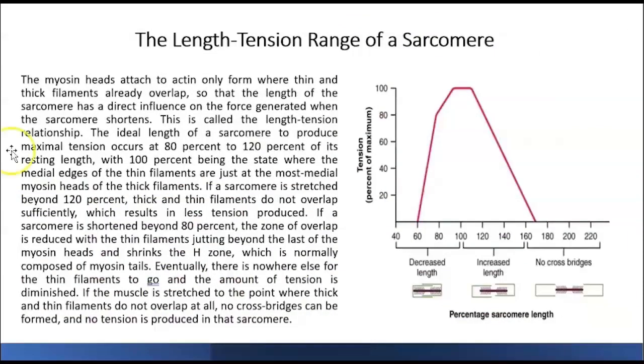Okay, if we scroll down, we get to the next concept, which is the length-tension relationship. Basically, this means that the best contraction that you're going to get depends on how your muscle is. If it's overly stretched or over-contracted, it will not get a good contraction.